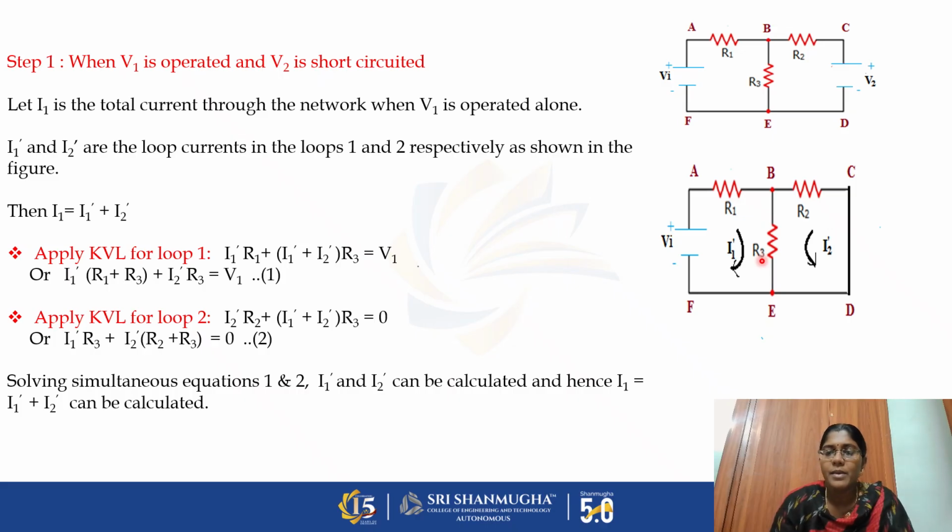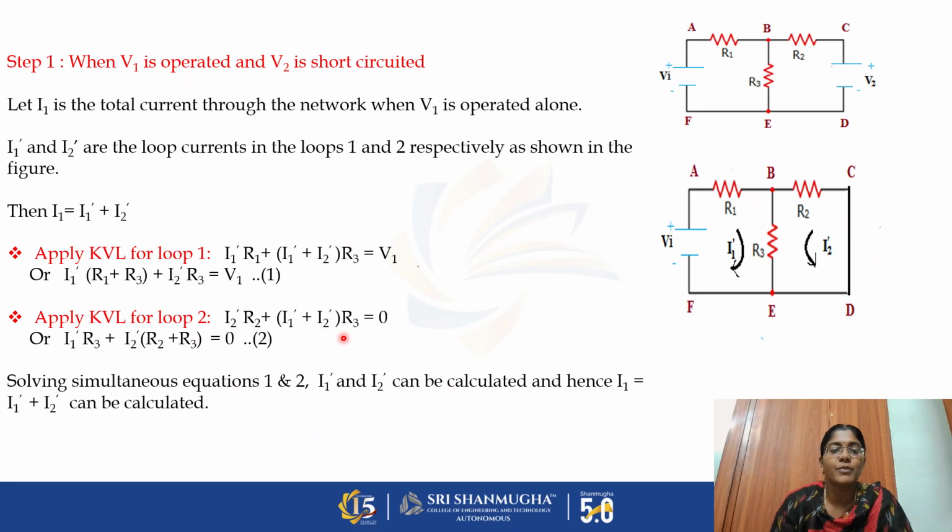Why I'm marking it as I1 plus I2 in equations 1 and 2 is because both the currents are flowing in R3. Both I1 dash and I2 dash are flowing in the same direction. So I'm marking it as (I1 dash plus I2 dash) into R3 is equal to 0.